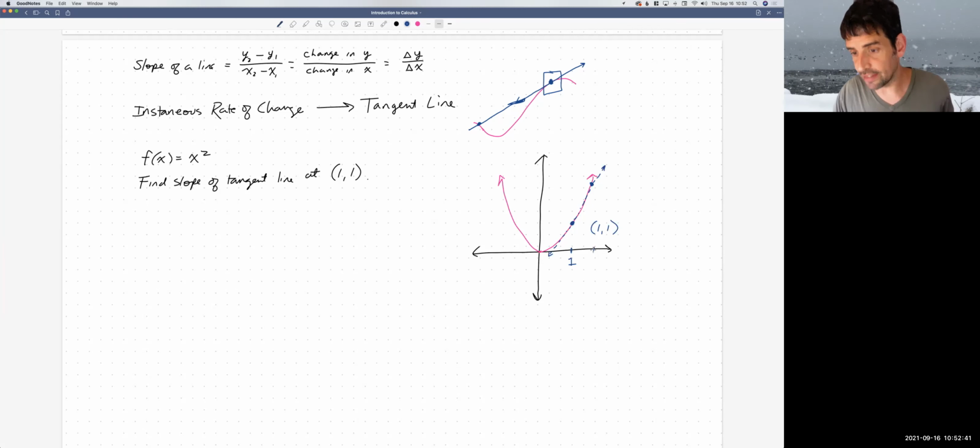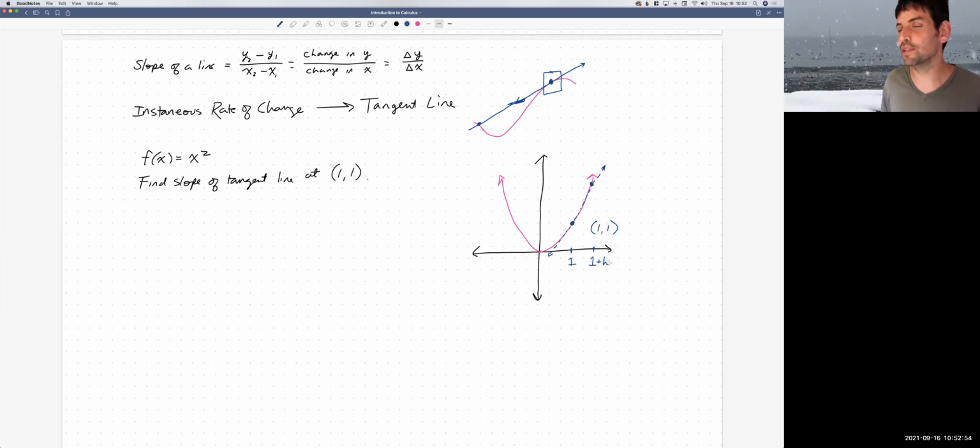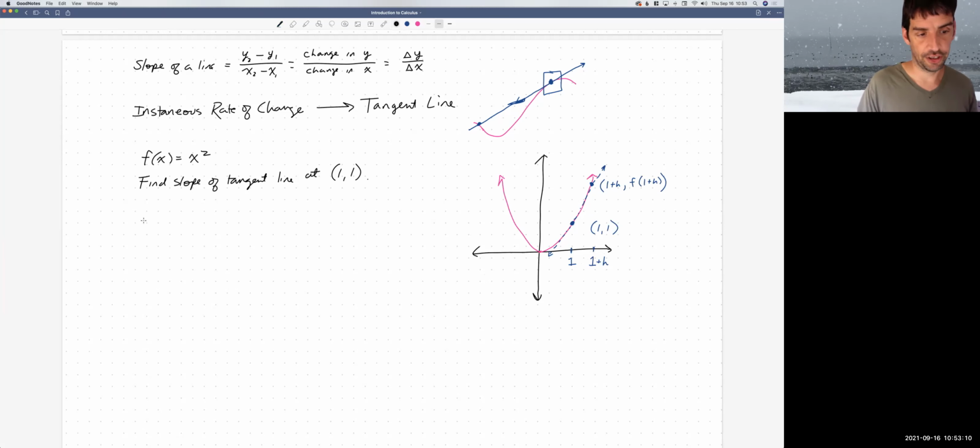So I'm going to write this symbolically. I want a point that's near x equals 1, right? So instead of writing a number, I'm going to write it as 1 plus something, h. I'm just using h to mean some little amount, right? That makes this point up here 1 plus h, f of 1 plus h. Okay, so let's find the slope of this line that I've just sketched. This is our approximating line, okay?